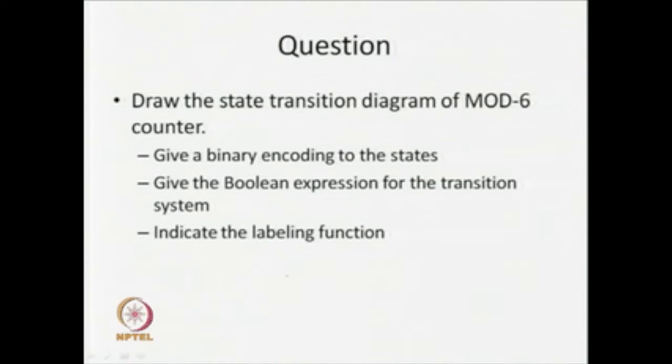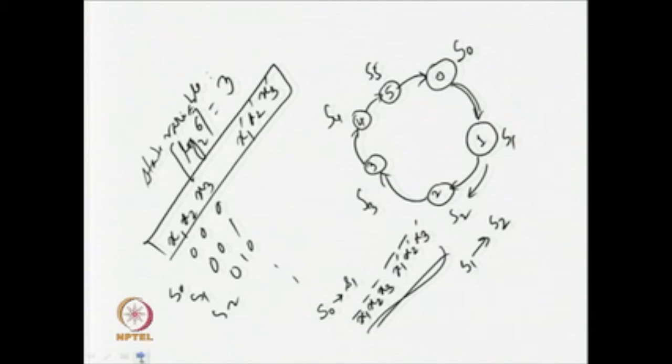Now, indicate the labeling function. When I talk about this transition behavior, you will find that x 1, x 2, x 3 all are 0, that means all are false. Here in S 1, I am going to say that this is labeled with x 3, because this is nothing but x 1 prime, x 2 prime, x 3, this is 0 0 1. That means x 3 is true in this particular state S 1.